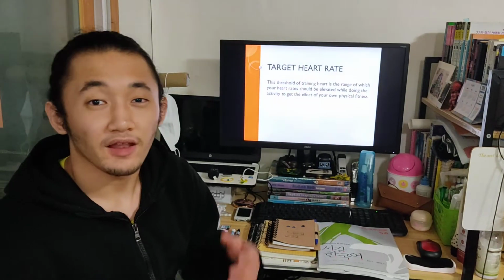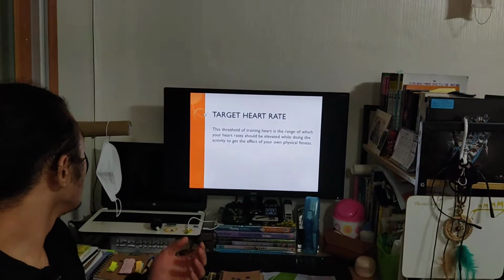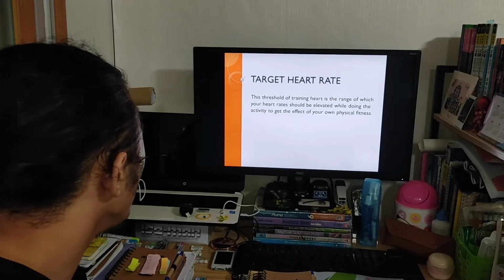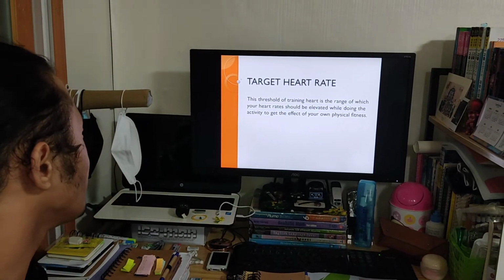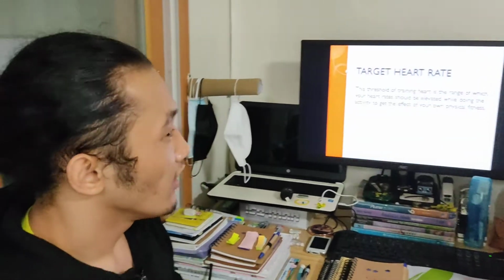So I'm going to talk about target heart rate. So what is target heart rate? Target heart rate is the threshold of training, the range at which your heart rate should be elevated while doing the activity to get the effect on your own physical fitness. It is how your heart rate will bring a good improvement in your body.